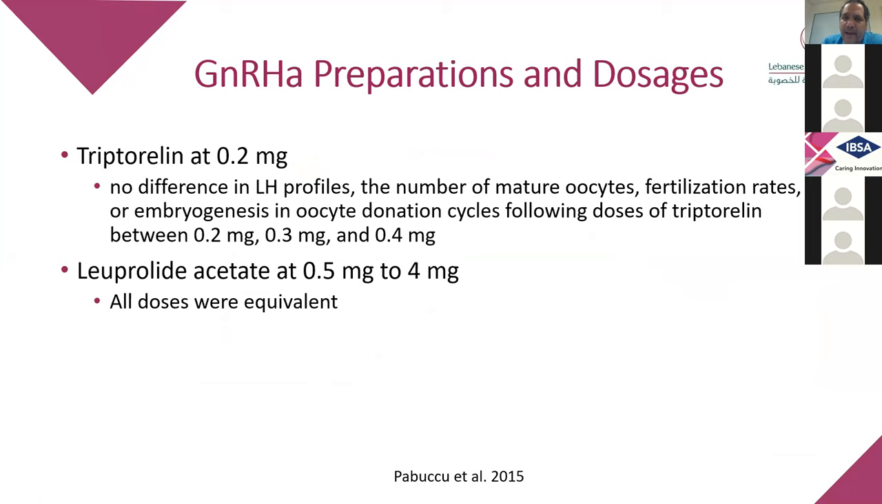For the GnRH agonist, there are several types. Now, let's find what would be the dose. Leuprolide is commonly used in the US, and doses typically from 0.5 to 4 milligrams have all been shown to be equal. Triptorelin is more common in our area. There are some studies that compared triptorelin at 0.2 milligram, 0.3, and 0.4, and there is no difference in any of the outcomes that we measure. Therefore, if there is no difference, then we should use the 0.2 to avoid any potential side effect.